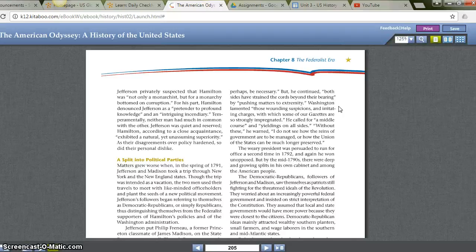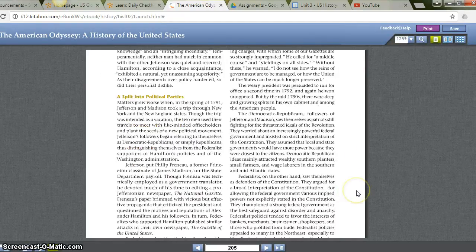The Democratic Republicans, followers of Jefferson and Madison, saw themselves as patriots still fighting for the threatened ideals of the Revolution. They worried about an increasingly powerful federal government and insisted on a strict interpretation of the Constitution. They assumed that local and state governments would have more power because they were closest to the citizens. Democratic Republicans' ideas mainly attracted wealthy Southern planters, small farmers, and wage laborers in the Southern and Mid-Atlantic states.